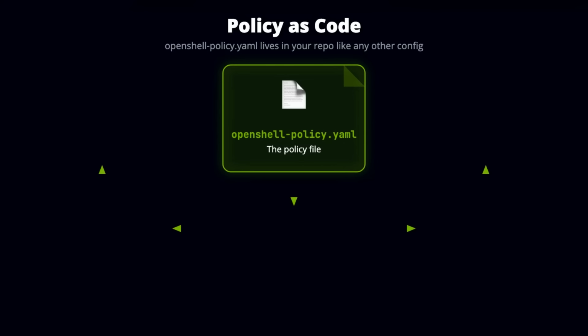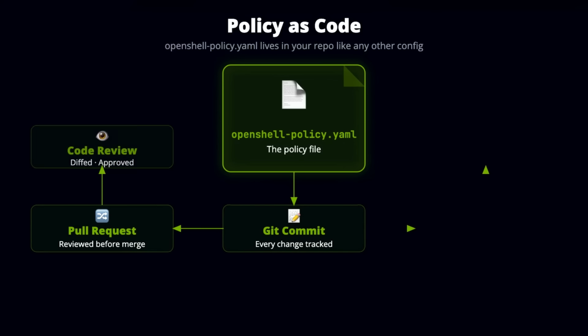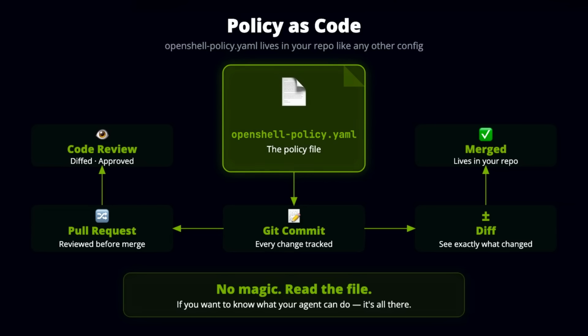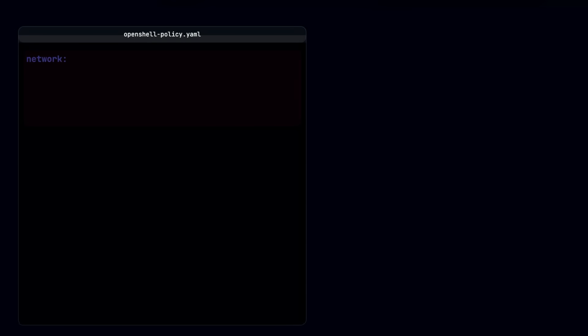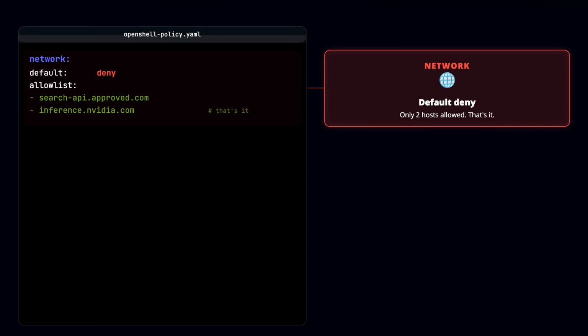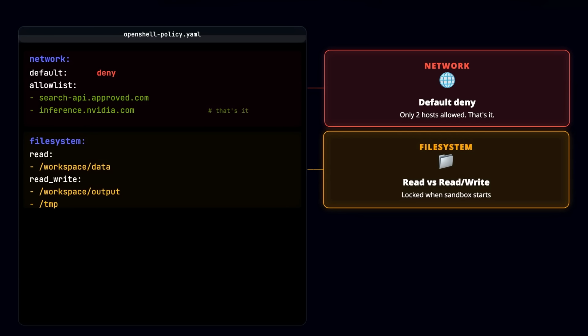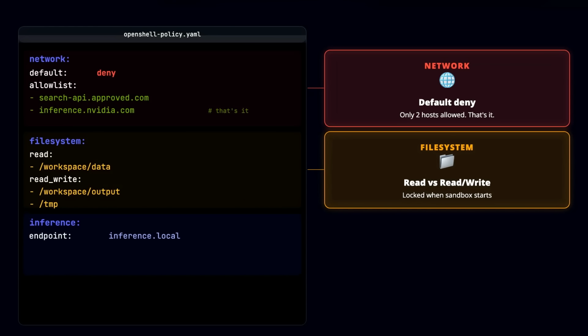So the first thing is the policy file. This is a YAML file. And the cool thing here is your policies are basically code. They live in a repo, they go through a pull request, they get diffed, they get reviewed. There's no magic here. If you want to know what your agent can actually do, you can read the file. You'll see we've got a network section with the allow list. That's our search API and our inference endpoint. That's it. We've got a file system section declaring which paths inside the sandbox the agent can read versus read-write.